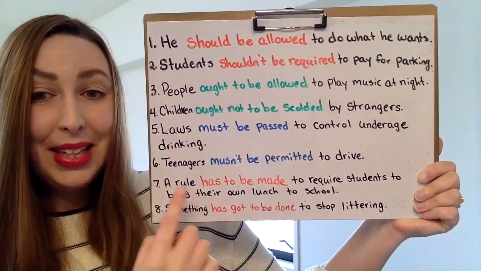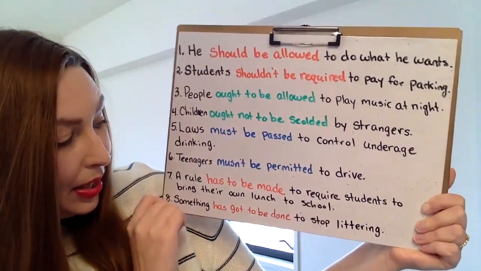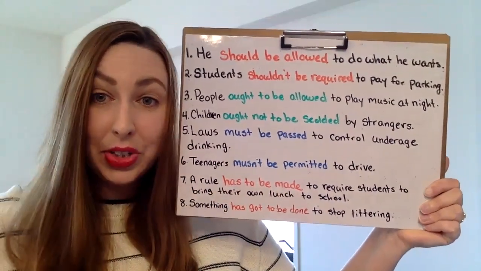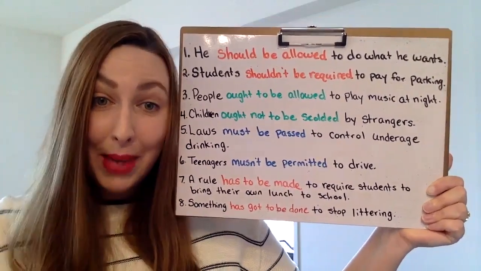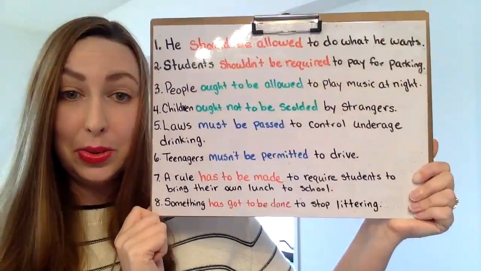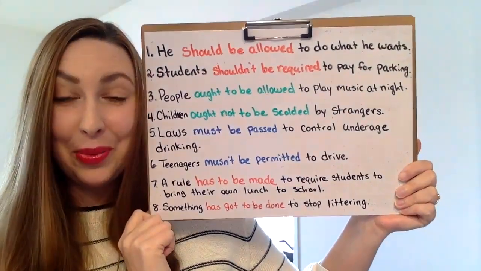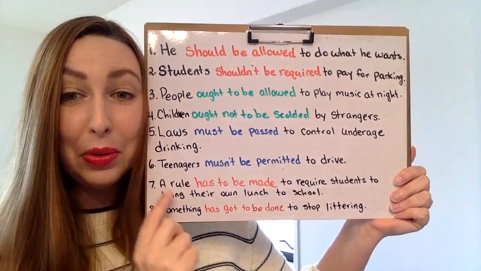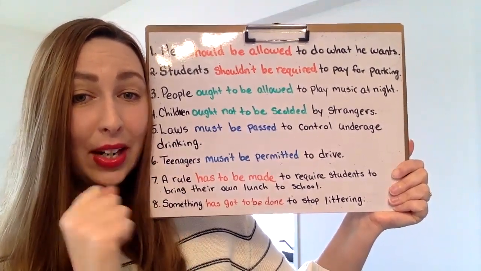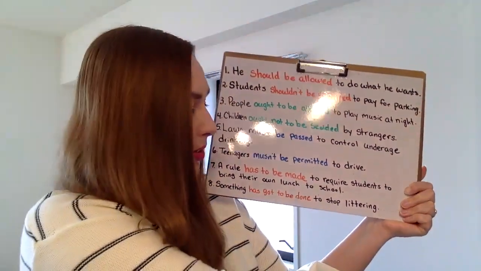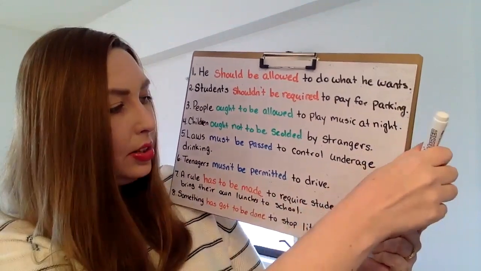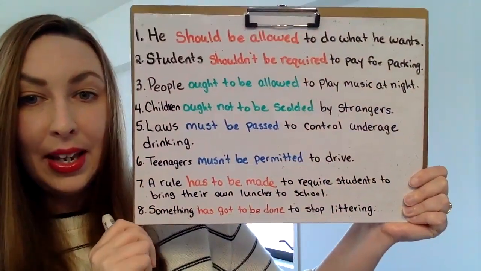Okay. Number 7, a rule has to be made. So this is also very strong. A rule has to be made to require students to bring their own lunch to school. So I don't know in what case this would happen, but a rule has to be made to require students to bring their own, should be lunches. Let's change this to lunches. Lunches to school. What do you think?